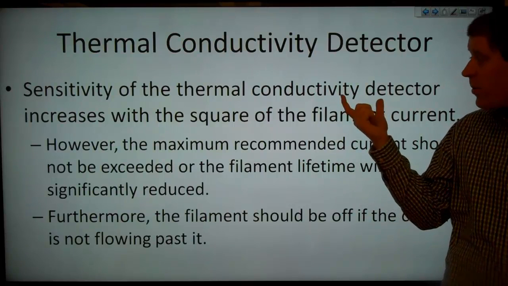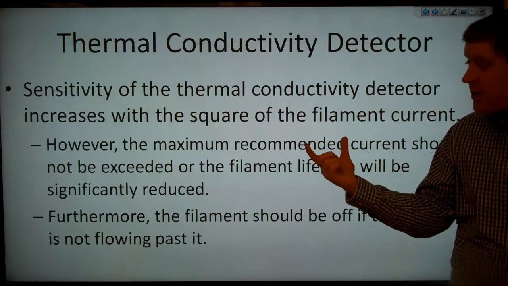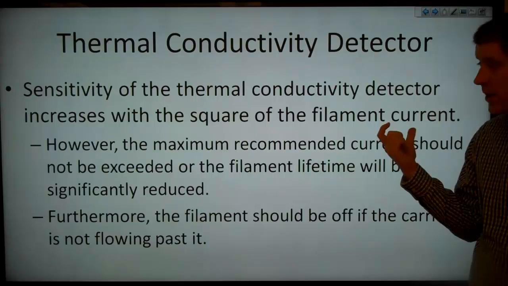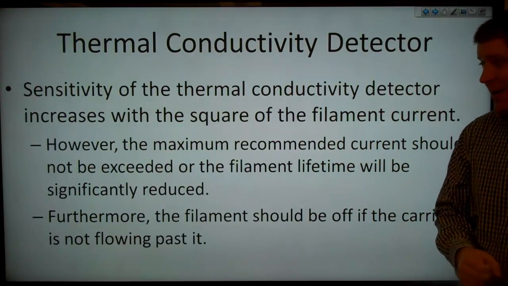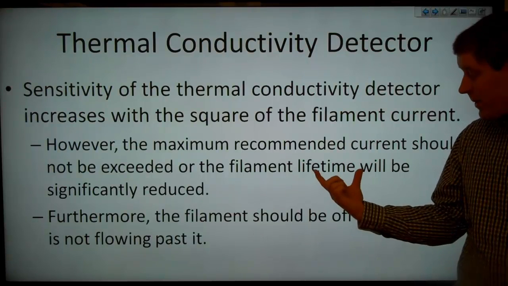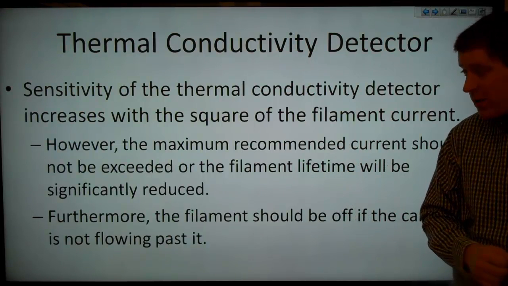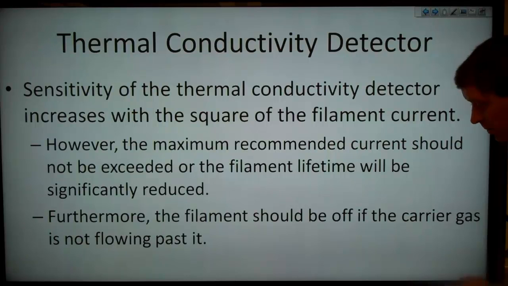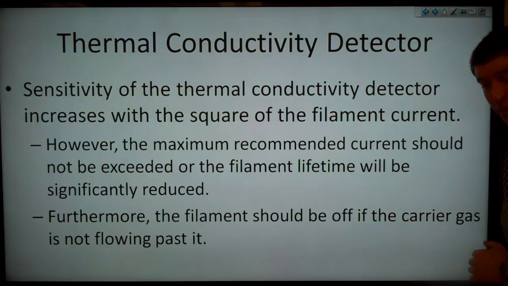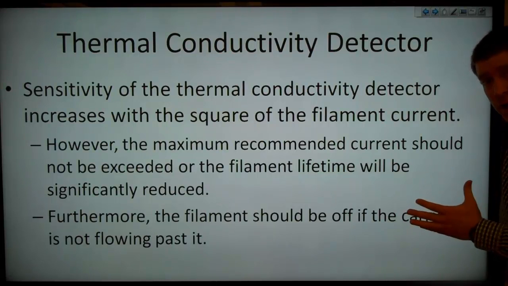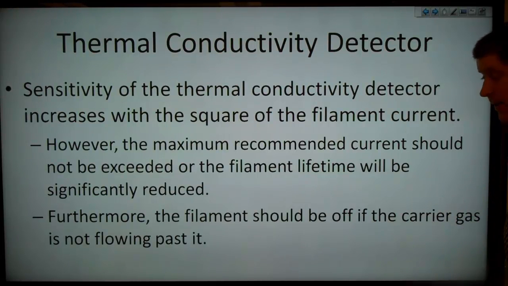The sensitivity of the thermal conductivity detector increases with the square of the filament current. However, that maximum recommended current should not be exceeded, or the filament lifetime will be significantly reduced. Furthermore, the filament should be off if the carrier gas is not flowing past it. We don't want any oxygen there while that filament is hot.